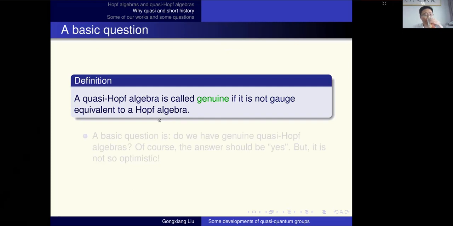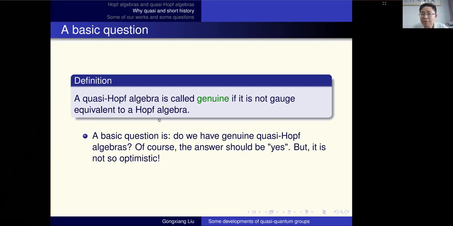So the problem becomes a problem about Hopf algebra. So this concept is very necessary and very natural. A more natural question is, do we have a genuine quasi-Hopf algebra? Of course, the answer should be yes. If the answer is negative, that means we needn't waste our time researching quasi-Hopf algebra. Of course, the answer should be yes, but the situation is not so optimistic.